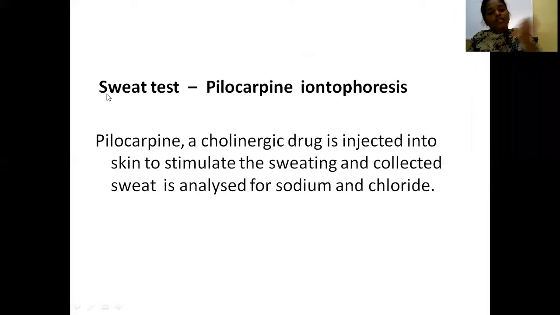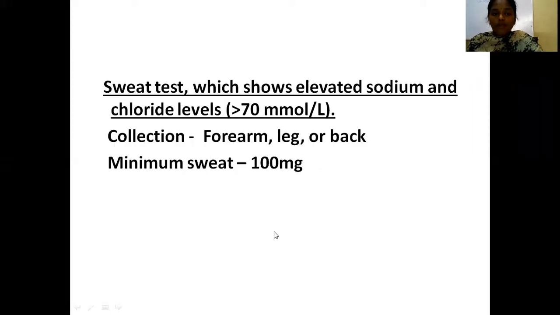The other important investigation is the sweat test, using pilocarpine, a cholinergic drug. With pilocarpine iontophoresis, when pilocarpine is introduced into the skin, it stimulates sweating. This sweat has to be collected and analyzed for sodium and chloride. The minimum amount of sweat to be collected is 100 mg, and this collection can be done from the forearm, leg or back. If the sweat test shows elevated sodium and chloride, more than 70 millimoles per liter, it indicates that the neonate is suffering from cystic fibrosis. So this is about the sweat test.